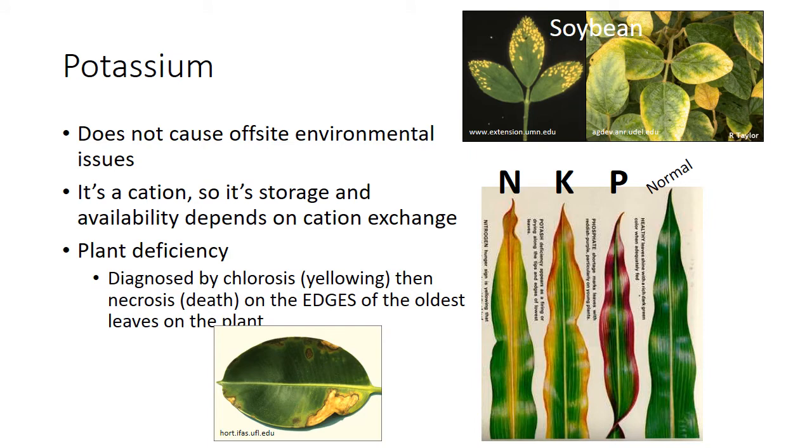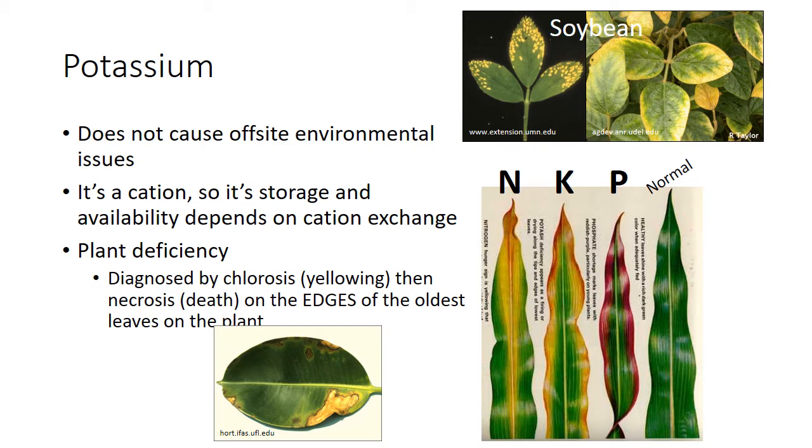So potassium doesn't cause any off-site environmental issues. It's not like phosphorus or nitrogen where we can get algae blooms either in fresh water or salt water. So potassium does not cause any off-site environmental issues. It's a cation, and so its storage depends on the cation exchange capacity.